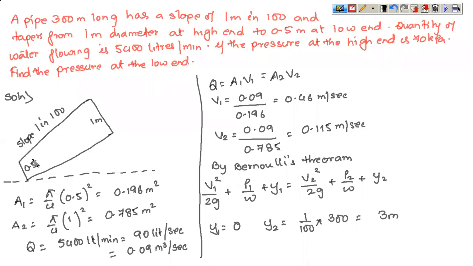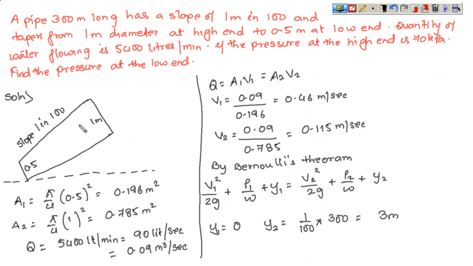इस प्रॉब्लम में गिवन क्या है? इनलेट डायमीटर है 0.5 मीटर्स, आउटलेट डायमीटर है 1 मीटर, 300 मीटर लंबा पाइप है. सो द लेंथ ऑफ द पाइप इज 300 मीटर एंड द स्लोप इज ऑफ 1 मीटर इन 100. इसका मतलब है देयर विल बी एन इंक्रीज इन हाइट विथ एवरी 100 मीटर्स डिस्टेंस ट्रेवल. हर 100 मीटर ट्रेवल करोगे तो 1 मीटर इसकी हाइट बड़ी हो जाएगी. जितना इसमें पानी बह रहा है, that is 5400 liters per minute. If the pressure at the high end is 70 kilopascal, find the pressure at the low end.